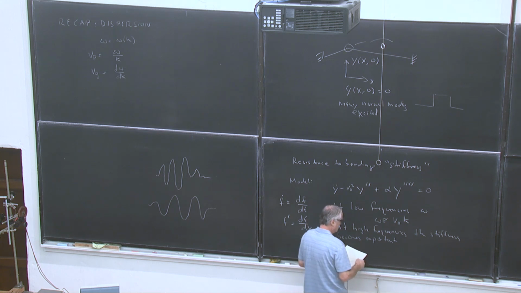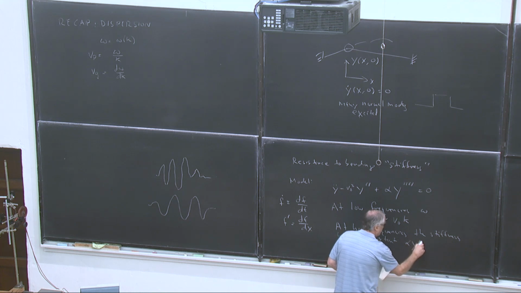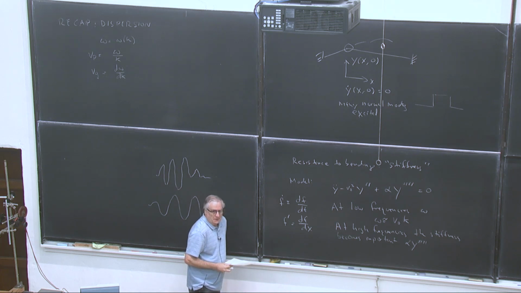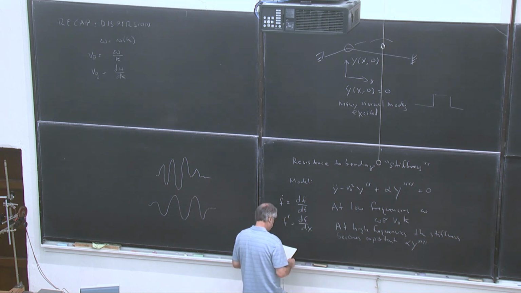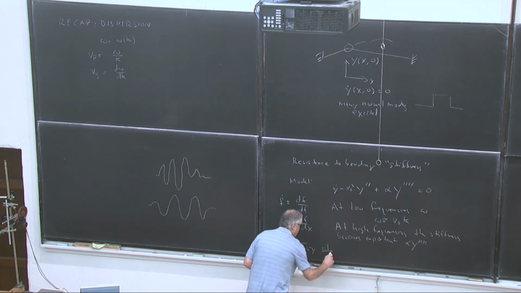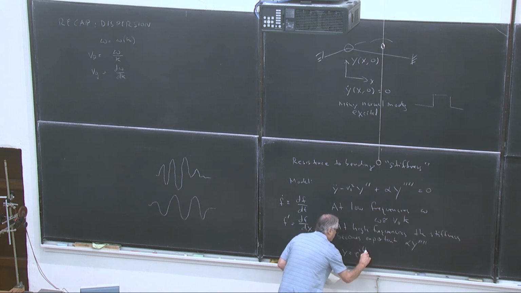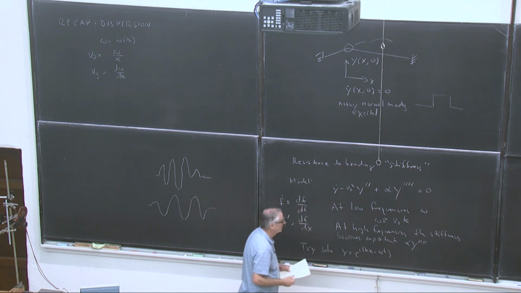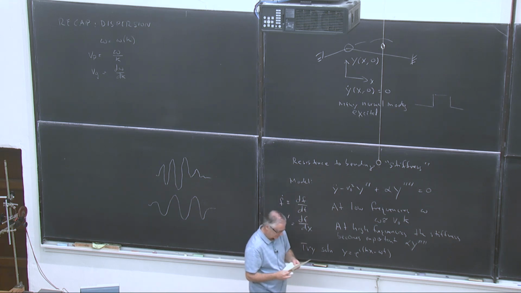So in that case, we have to include the alpha y for derivative term. So let's do that. Let's just try our usual oscillatory solution, y equals e to the i(kx minus omega t). And I'm just going to plug that trial solution into my wave equation.